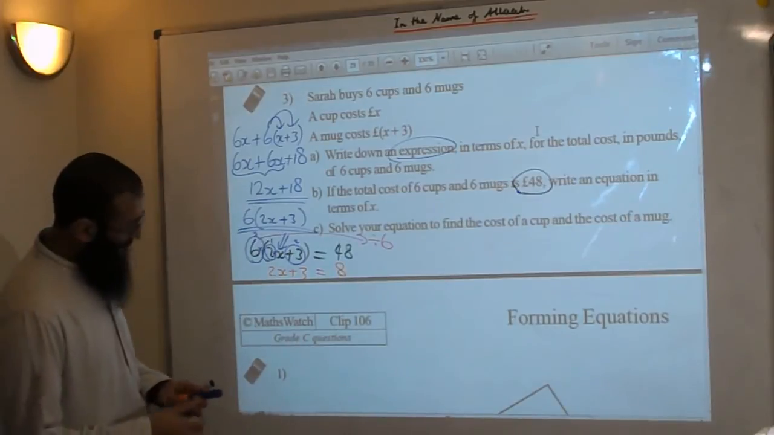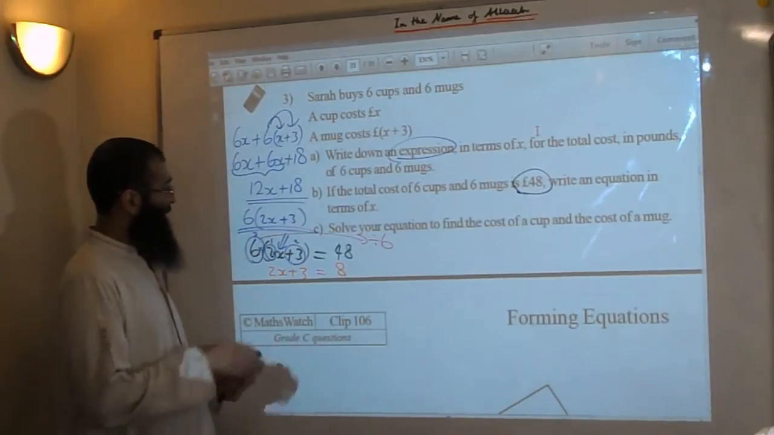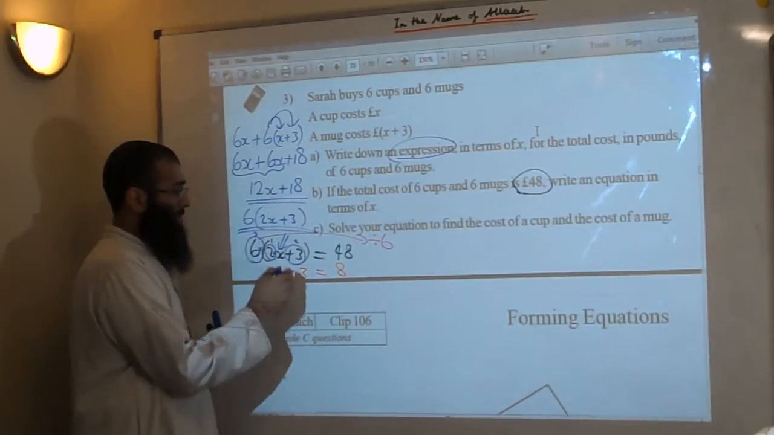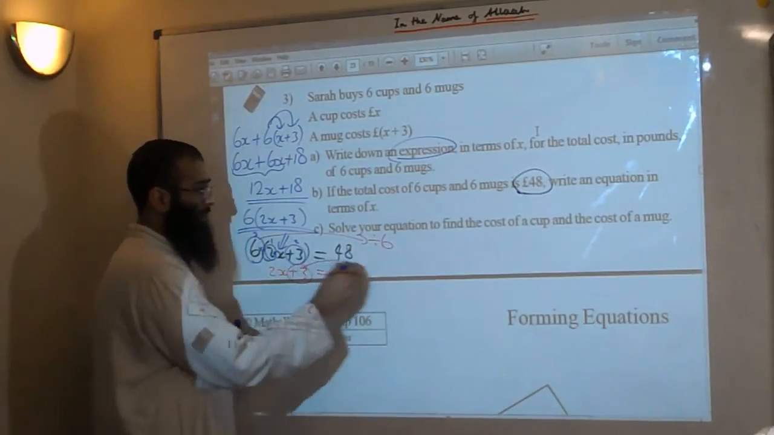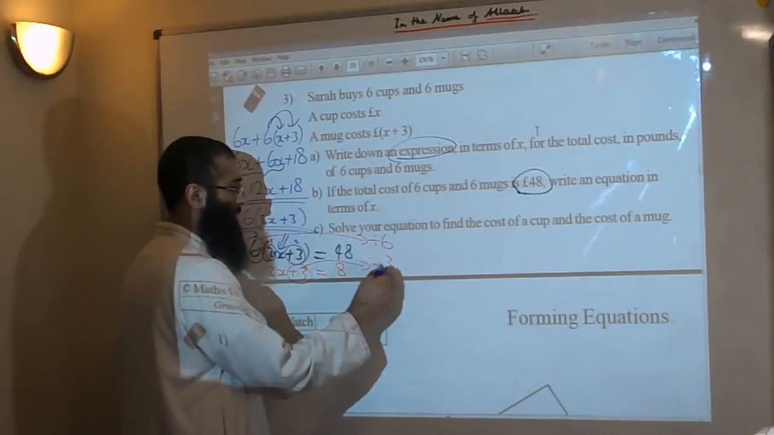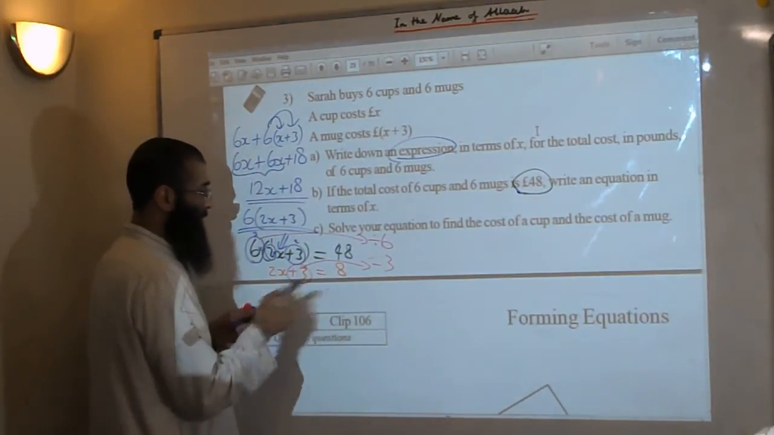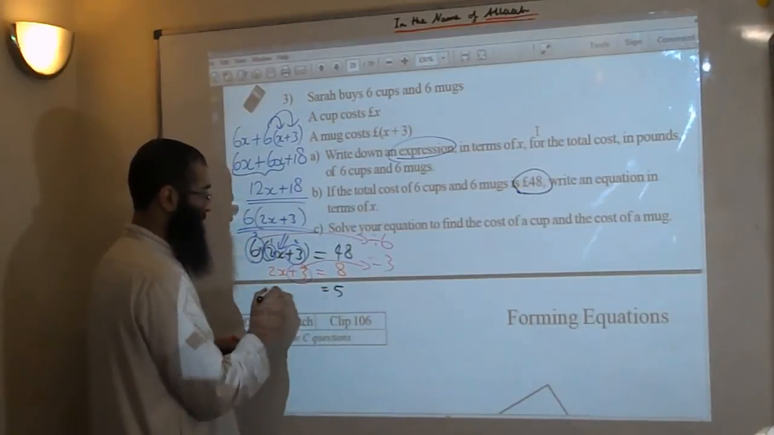Now, which action do we move now? So we move the last action first, and then we move the next action. Plus 3. Opposite of add 3 is minus 3. So we have here 8 minus 3 is equal to 5. That's 2x.